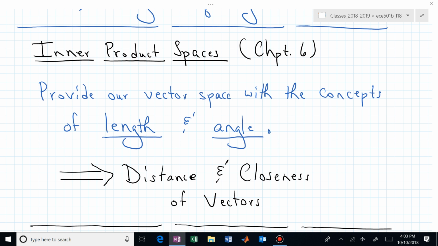In particular, like I said, they tell us a distance and a closeness. If you give me two vectors, and you could think of these in R2 or R3 to give you some intuition, what's the length of that vector, or what's the distance between the tail, or the origin, and the head of that vector? What's that distance? And then if I have two vectors, are they close? Are they separated? Are they actually orthogonal to one another?